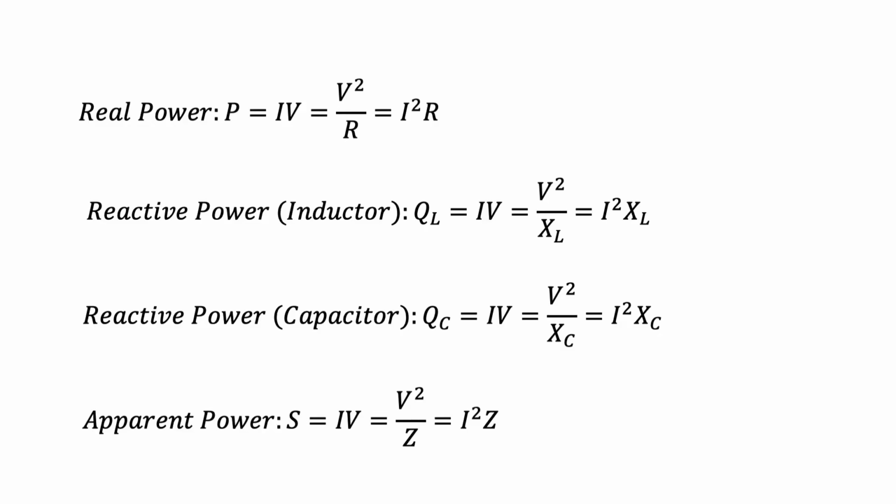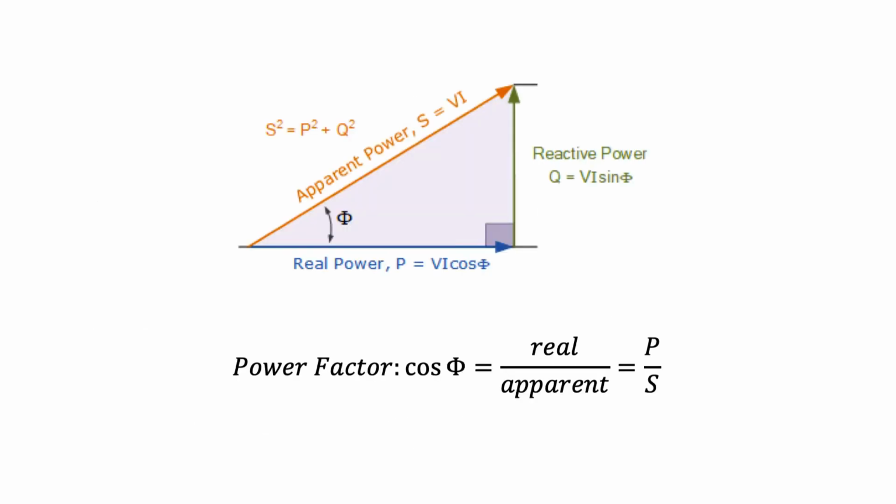The equation is shown. We can draw a power triangle for the AC circuit. The ratio of the real power to the apparent power is called the power factor. As you can see, the power factor can be anywhere between 0 and 1. If the power factor is 0, then there is no real component, and the AC circuit is either capacitive or inductive, depending on which power component is larger.